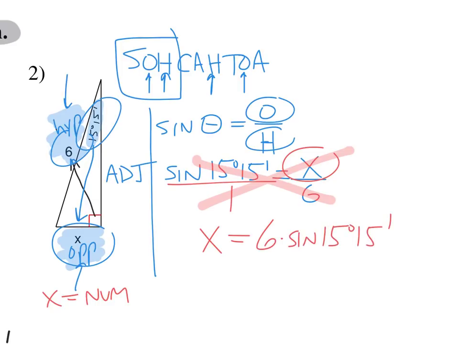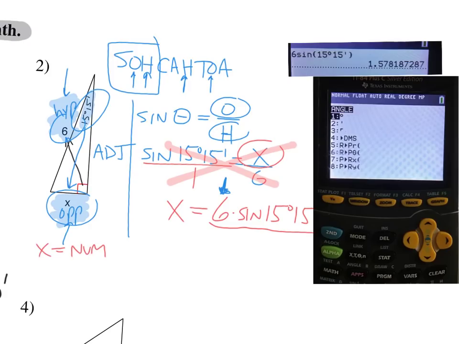So you're going to type in exactly what you see. You're going to type in 6 times the sine of 15 degrees, 15 minutes. Always type in the number parts first. So type in the number 6 first. Remember the way you get to your degrees in minutes. You press the second button and then the apps, and that pulls up the angle menu on your calculator. And to the nearest tenth, the 7 is going to kick the 5 up to 6. So the answer is 1.6.